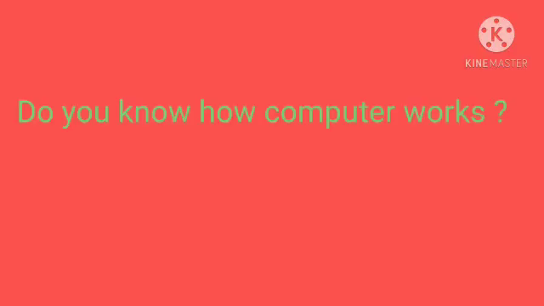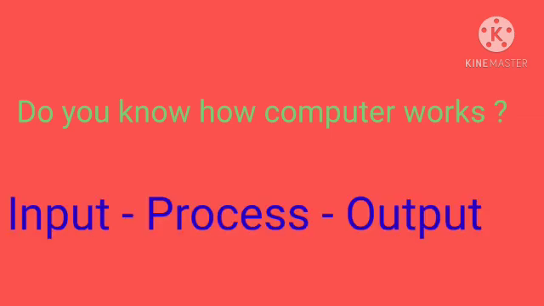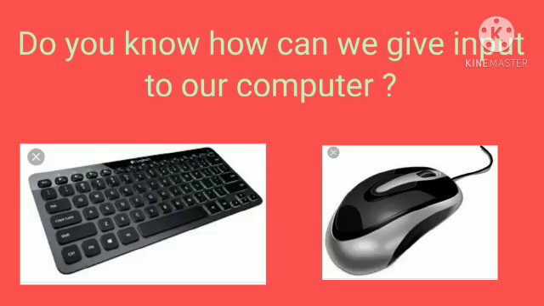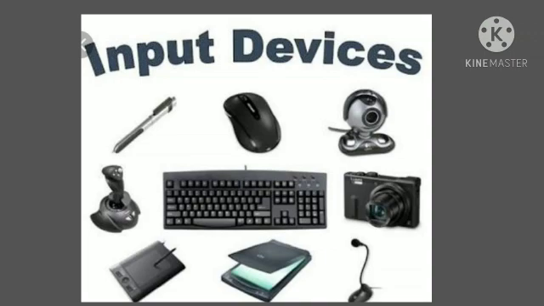Students, do you know how a computer works? Yes, a computer works on the input, process, and output cycle. First of all, we give some input. The computer processes the input and then gives us the output. Students, do you know how we can give input to our computer? Yes, we can give input with a keyboard and mouse. Students, devices used to give input are called input devices. Now, we will learn about input devices.